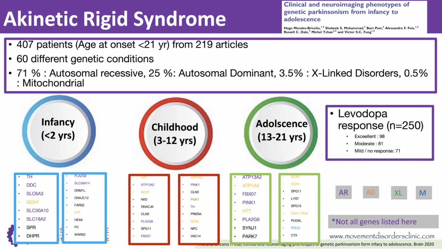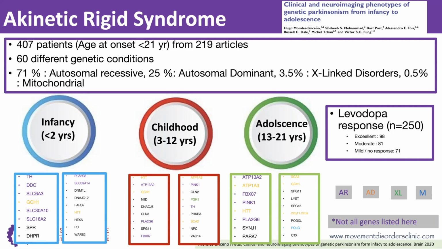What we should also try to remember here is, among these 407 patients, levodopa responsive results were available in around 250 patients. About 98 patients had excellent response. That means almost 60% of the people. Moderate response was noticed in another 80%. Mild or no response was noticed in around 71%.